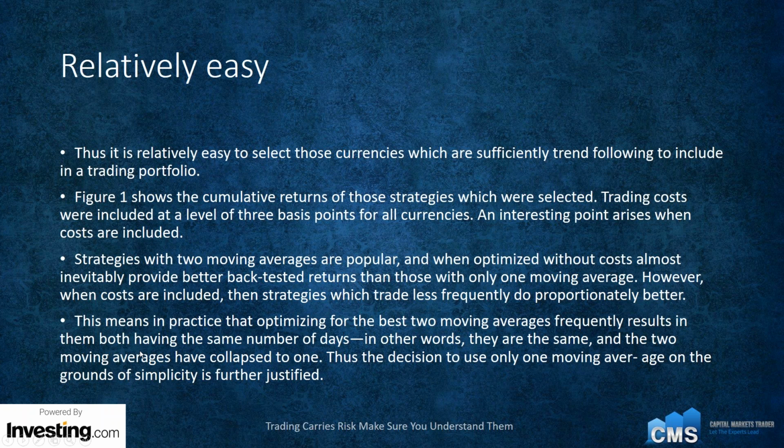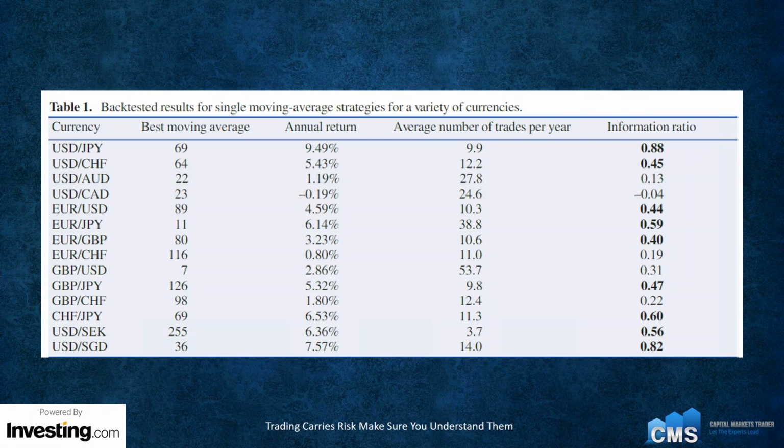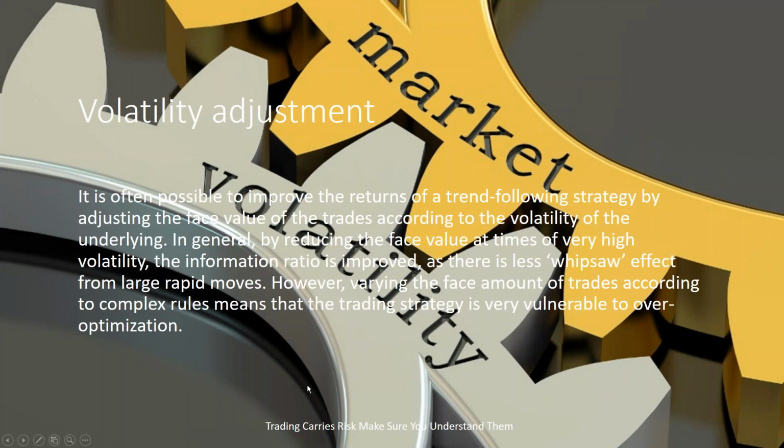This means in practice that optimizing for the 2 best moving averages frequently results in them both having the same number of days. In other words, they are the same, and the 2 moving averages have collapsed into 1. Thus, the decision to only use 1 moving average on the grounds of simplicity is further implied. So again, here we can see the same chart with the same results.